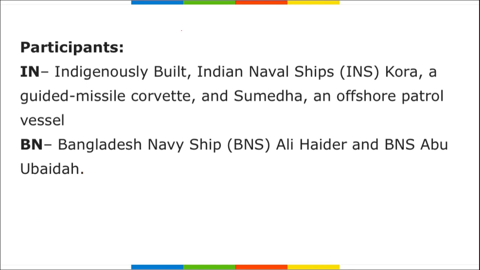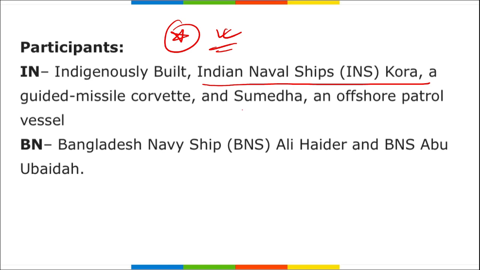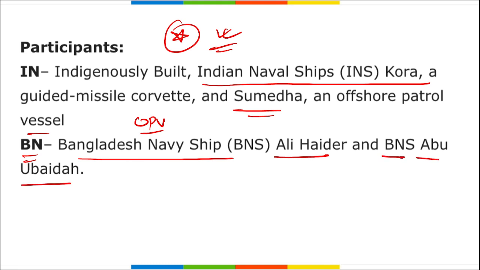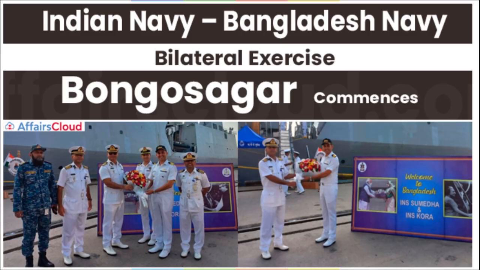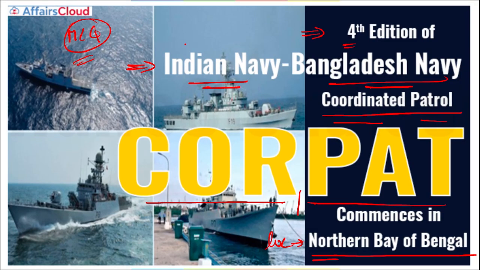Next, you also have to remember the names of the ships that took part. These are also one of the important things that you have to pay attention to. From the Indian side, it was the Indian naval ship Kora. And apart from this, there was Sumedha, that is an offshore patrol vessel, that is your OPV. So remember these two. Then from the Bangladesh side, it was Bangladesh naval ship Ali Haider and Bangladesh navy ship Abu Ubaid. So these were the two Bangladeshi navy ships, that is your BNS, and INS is your Indian naval ship.